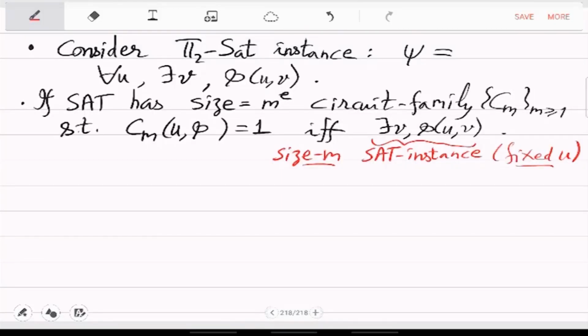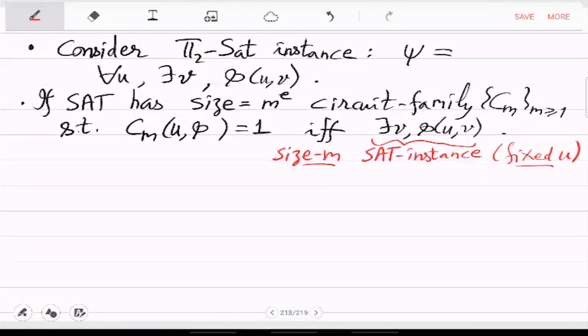There exists V such that phi(u, V), where u is fixed, is a SAT instance because it is trying to find this satisfying assignment V. And since we assume that SAT has poly-size circuits, a circuit family C_m, why not pick C_m, where m is the size of the instance, and give this u and phi to C_m, and now it will correctly answer. It will answer 1 if there is a satisfying assignment, and now let us try to find this assignment.